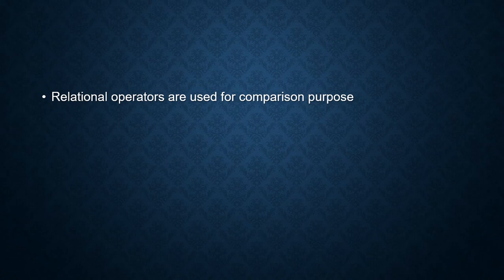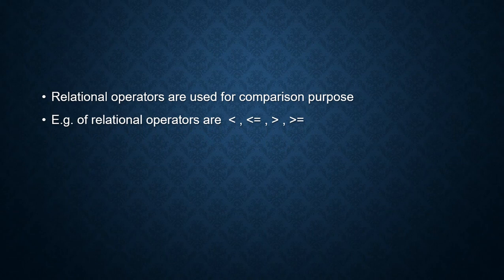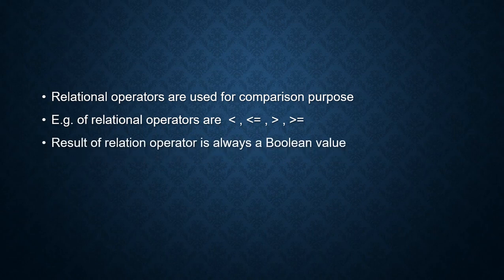Okay friend, these are the four relational operators we have in Java: lesser than, lesser than equal to, greater than, and greater than equal to. So the result of a relational operator is always a Boolean value. If I am comparing two values, why are we using a relational operator? At least just to know whether it is true or false.